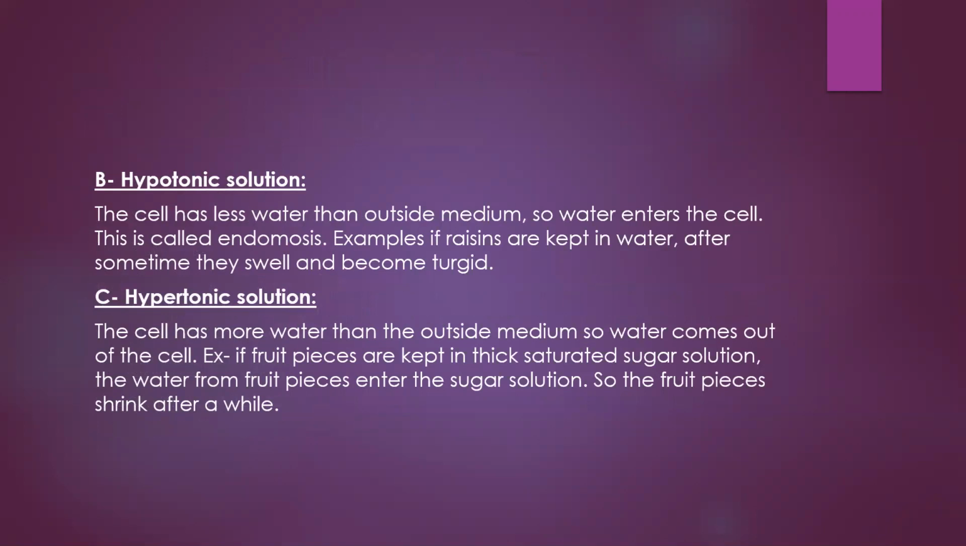Number B, hypotonic solution. The cell has less water than outside medium, so water enters the cell. This is called endosmosis. Examples, if raisins are kept in water, after some time they swell and become turgid. Number C, hypertonic solution. The cell has more water than the outside medium, so water comes out of the cell. Example, if fruit pieces are kept in thick saturated sugar solution, the water from fruit pieces enters the sugar solution. So the fruit pieces shrink after a while.